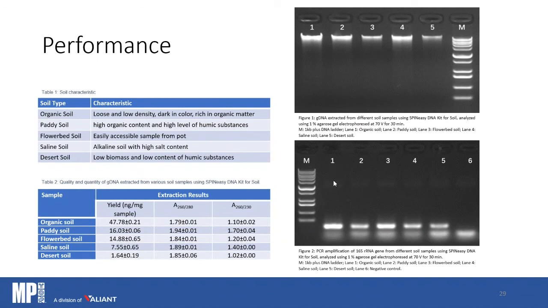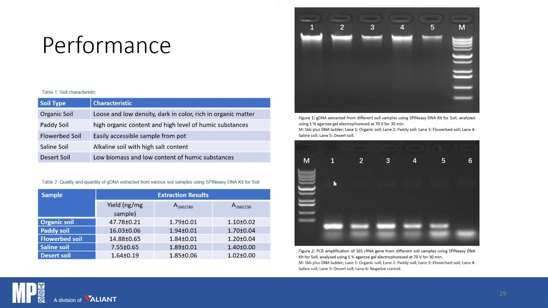This kit has been evaluated for its performance using different types of soil, as shown in Table 1. Soils of different characteristics are tested. These include organic soil and paddy soil of high content of humic substances. These are yellow-colored compounds that can irreversibly bind to DNA and thus inhibit downstream applications. Saline soil of high salt content and desert soil of low biomass were also tested.